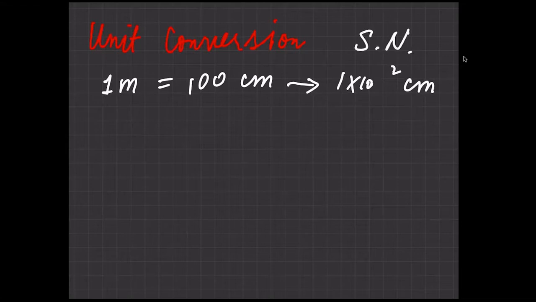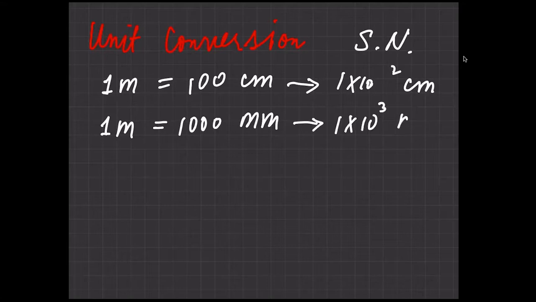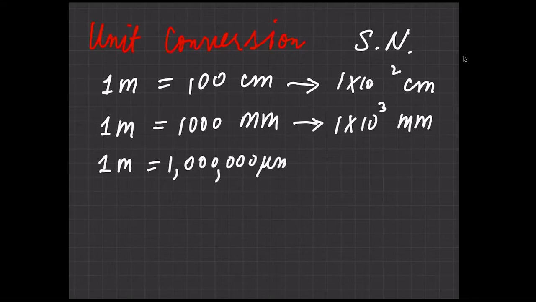How about what is 1 meter in millimeter? 1 meter is equivalent to 1,000 millimeter. So you can write it in scientific notation as 1 times 10 to the 3 millimeter. How about micrometer? Micrometer is even smaller. 1 million micrometer. It's hard to write lots of zeros, so it's better to use scientific notation: 1 times 10 to the 6 micrometer.